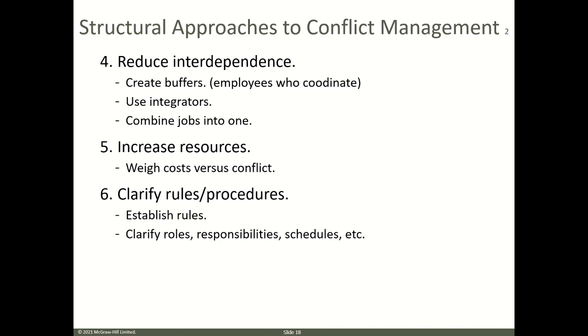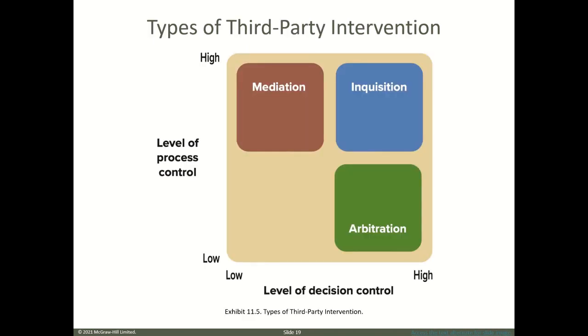Next, we have resources. Increase the amount of resources available, right? And clarify rules and procedures. Sometimes what happens is rules and procedures are there, but no one is there to clarify them, to create a schedule, right? And clarifying the roles and responsibilities in the organization will definitely help in conflict management.